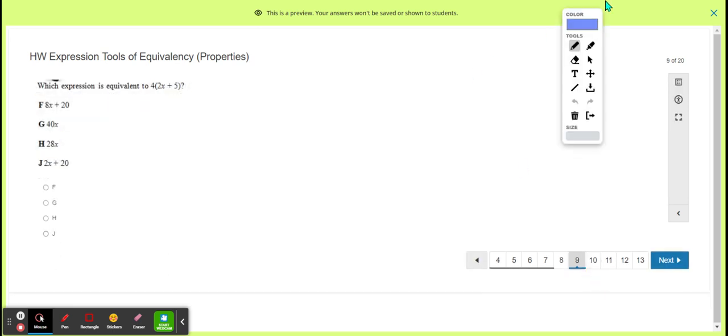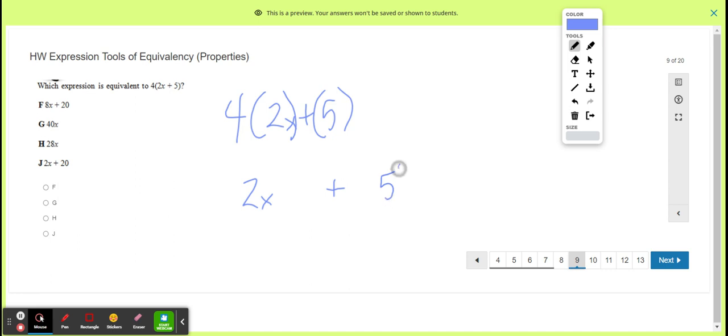Number 9, you need to distribute 4 times 2x plus 5. We're going to take both of these terms out of the group and put them in their own parentheses, and they also get their own 4. So 4 times 2x is going to give us 8x, and 4 times 5 is going to give us 20.